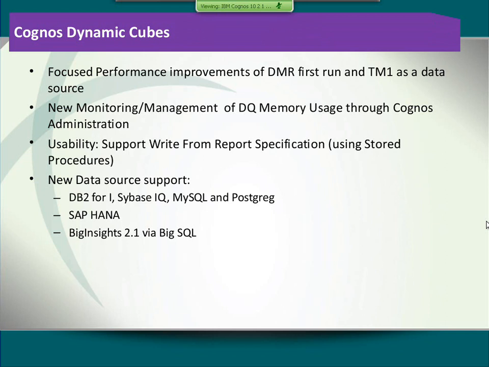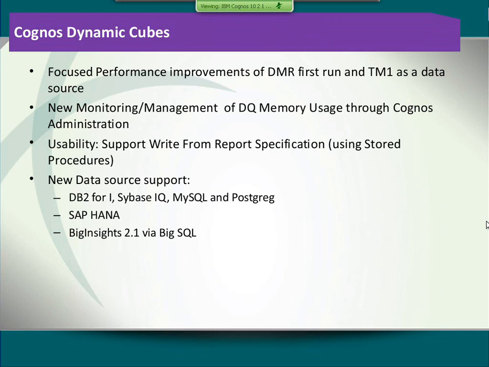Another thing that's really nice is we have support for writing from your report specification using stored procedures. So if you are in some way trying to write back to your database, you're now in a position to do so. We've also added some data sources which are important to a lot of our user community. So we have DB2 for I, Sybase IQ, MySQL, and Postgres. Obviously, SAP HANA and Big Insights.